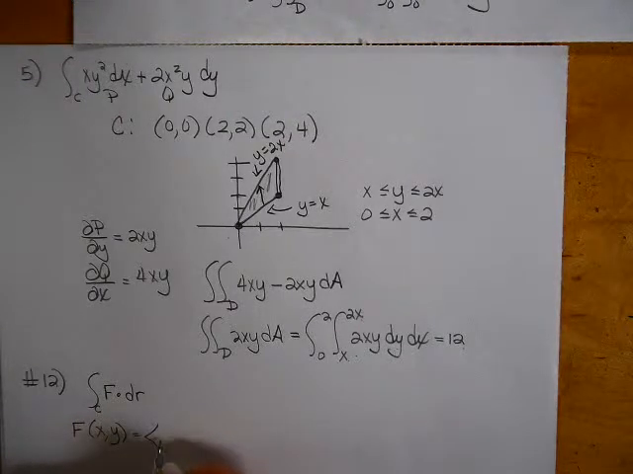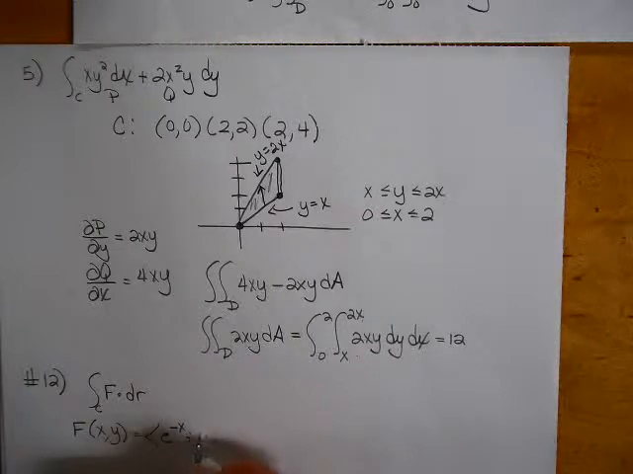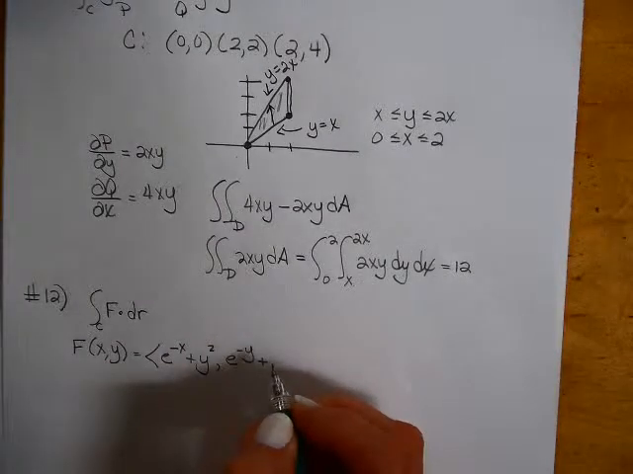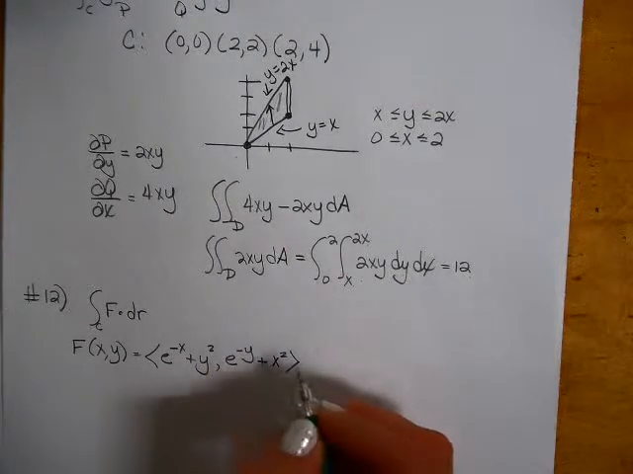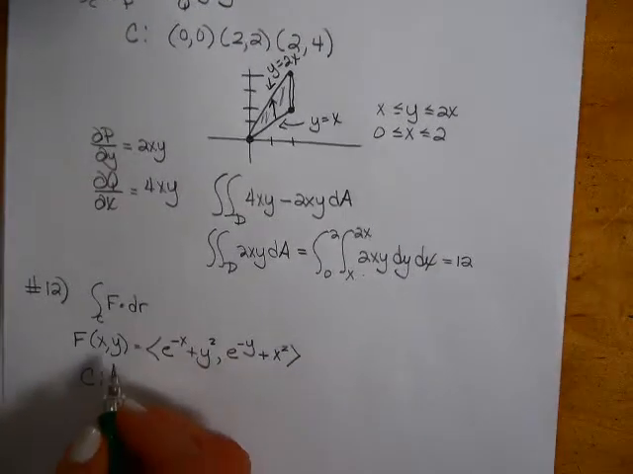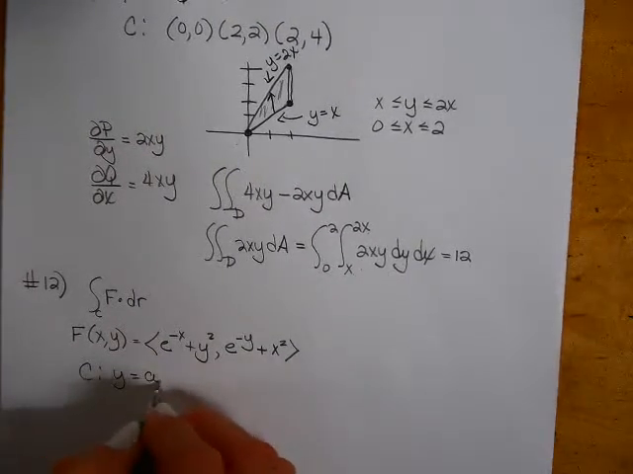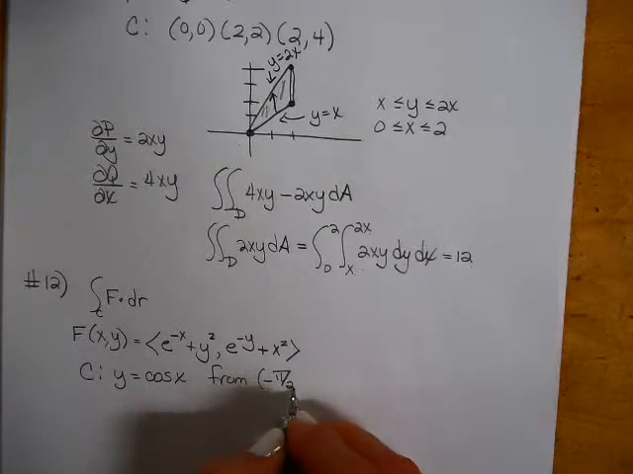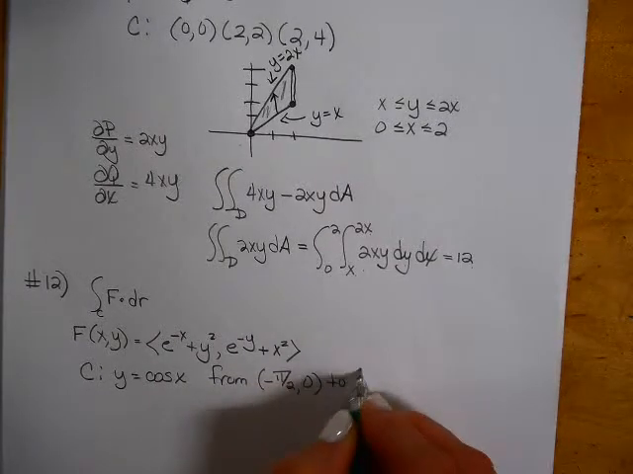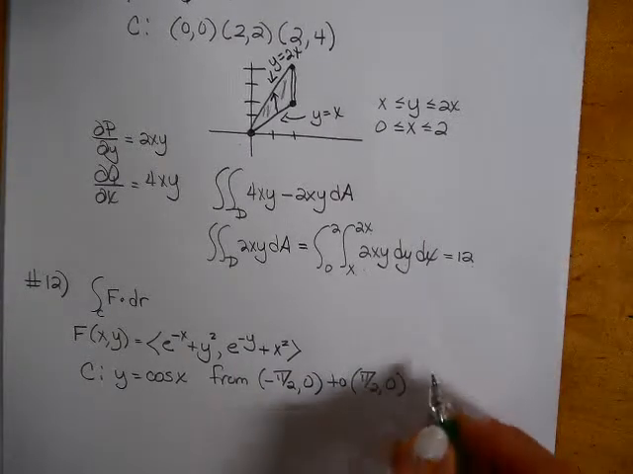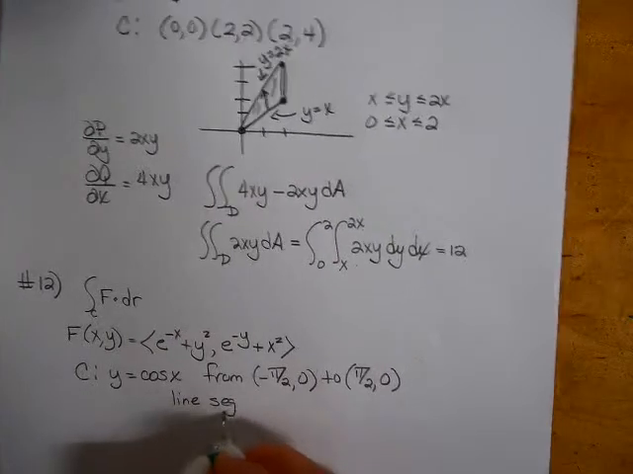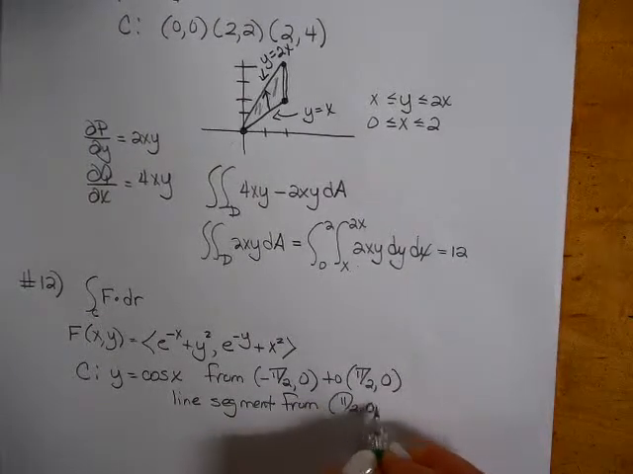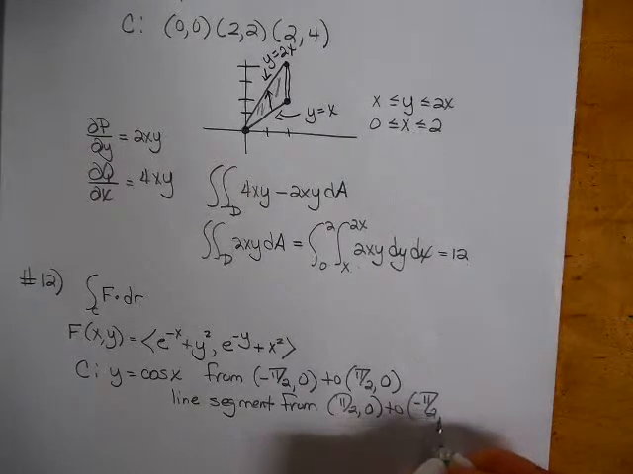Your vector function is e to the negative x plus y squared, and e to the negative y plus x squared, and C consists of the arc of the curve y equals the cosine of x that goes from the point negative pi over 2, 0 to positive pi over 2, 0, and then the line segment from pi over 2, 0 to negative pi over 2, 0.